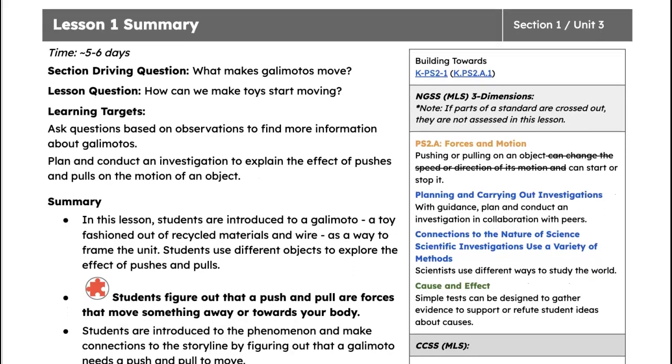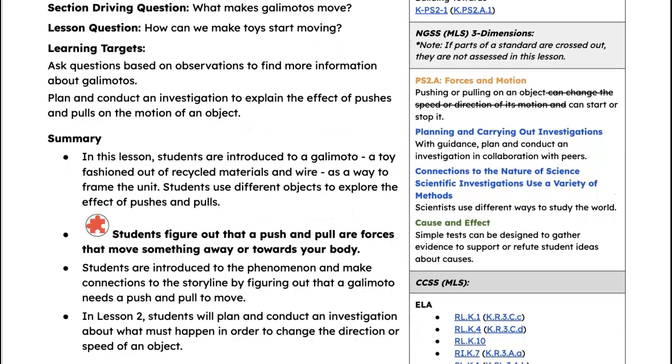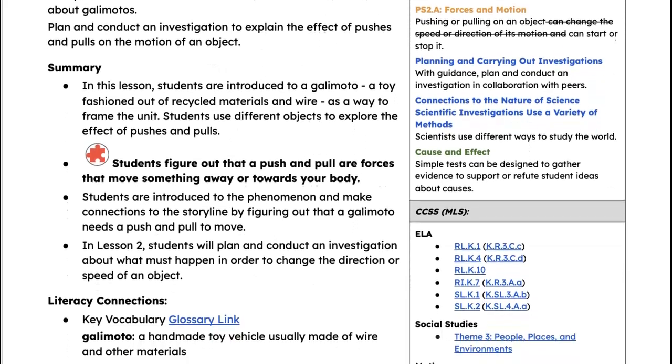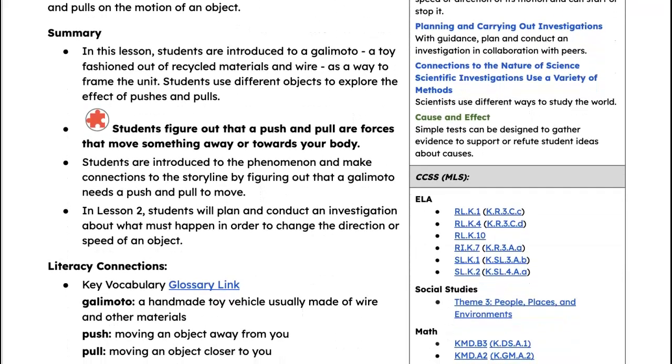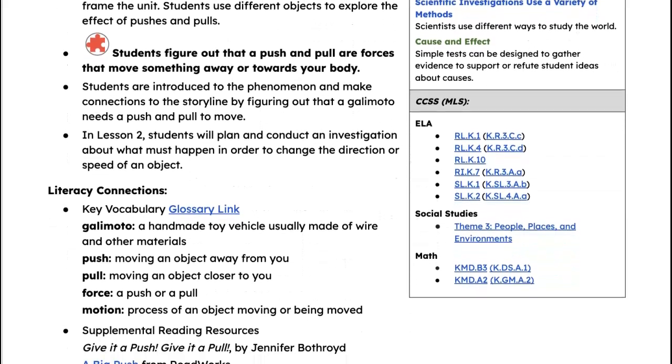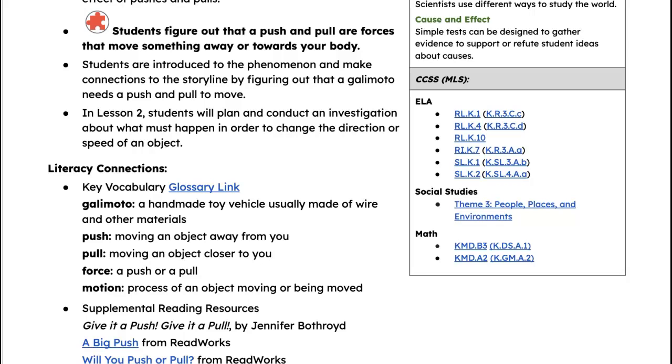There are several opportunities for ELA, math, and social studies cross-curricular connections throughout the lesson. You can look for specific standard connections in the Unit 3 Teacher Guide. This lesson will take approximately 5 to 6 days to complete.